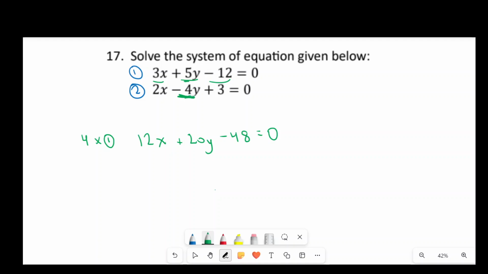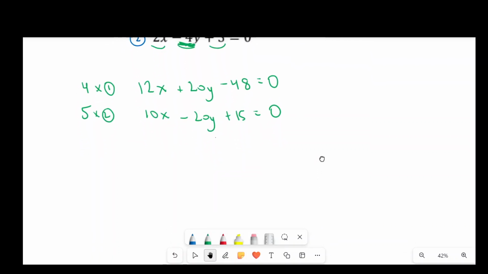And now I'm going to take the second equation and I'm going to multiply by 5 because I want this to say 20y. So 5 times equation 2. So 5 times 2x is 10x. 5 times negative 4y is negative 20y. 5 times 3 is positive 15. And of course 5 times 0 is 0. So I have equivalent equations. They're the same equations technically. I've just increased them by multiplication.